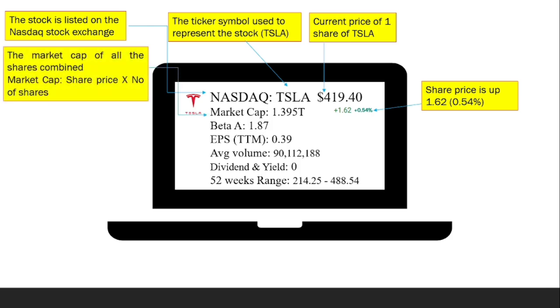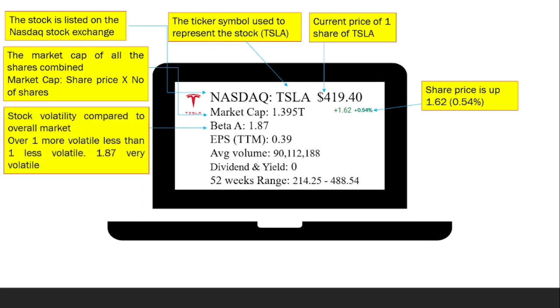The next thing is market cap. That actually tells us a lot about the market positioning of that particular stock. The market cap is the whole volume of shares combined. So in a simplified way, market cap is share price multiplied by the number of shares.